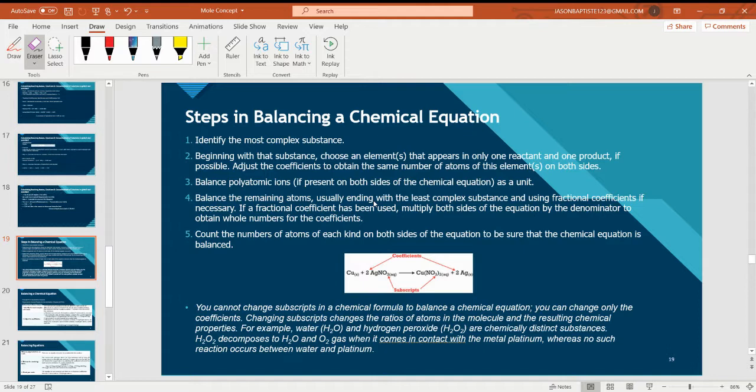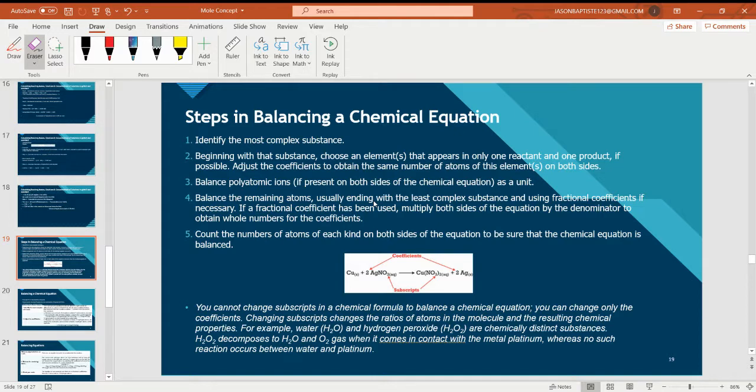So these steps are as follows. The first thing you'll want to do is identify the most complex substance. Beginning with that substance, choose an element that appears in only one reactant and one product, if possible. Adjust the coefficients to obtain the same number of atoms of this element on both sides of the equation, more or less.